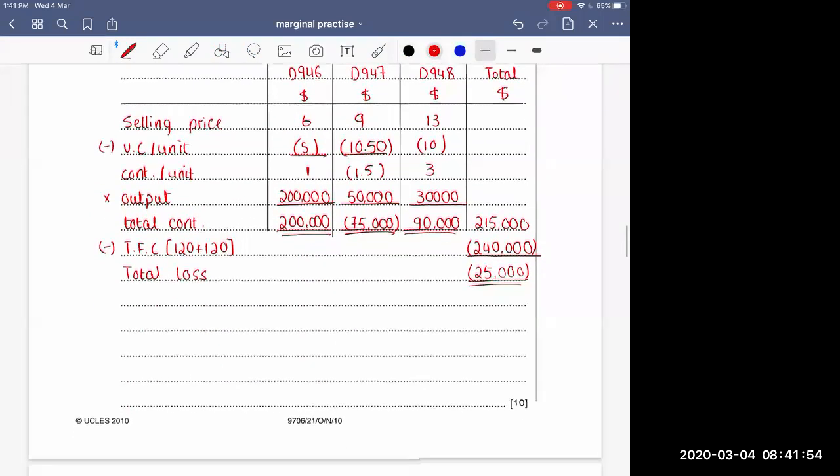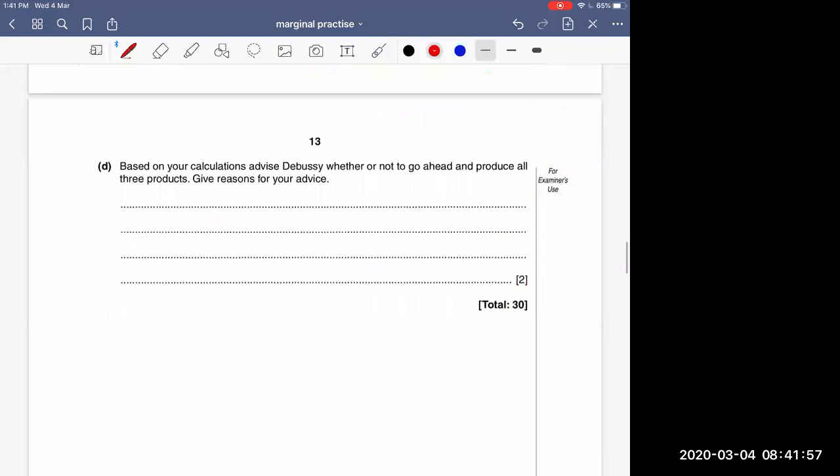Next part. Based on your calculation, advise Dibersi whether or not to go ahead and produce all the three products. Give reasons for your advice. So the advice would be: Dibersi should not extend the product range, as the overall profit of 80,000 is now converted into a loss of 25,000. Dibersi should not extend the product range, as the existing profit of 80,000 is now converted into a loss of 25,000.